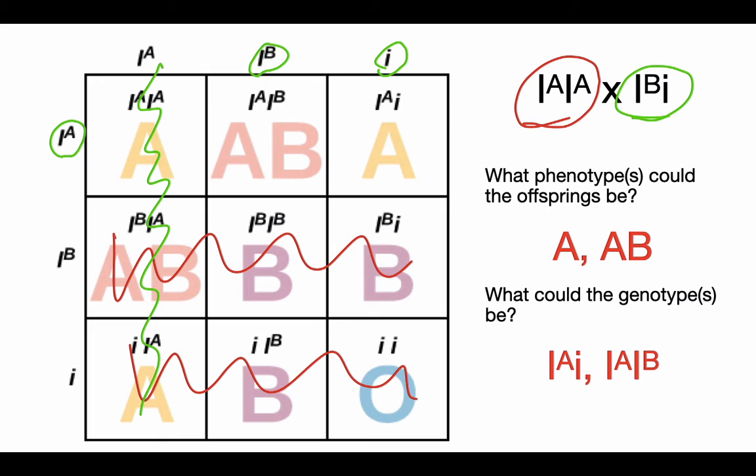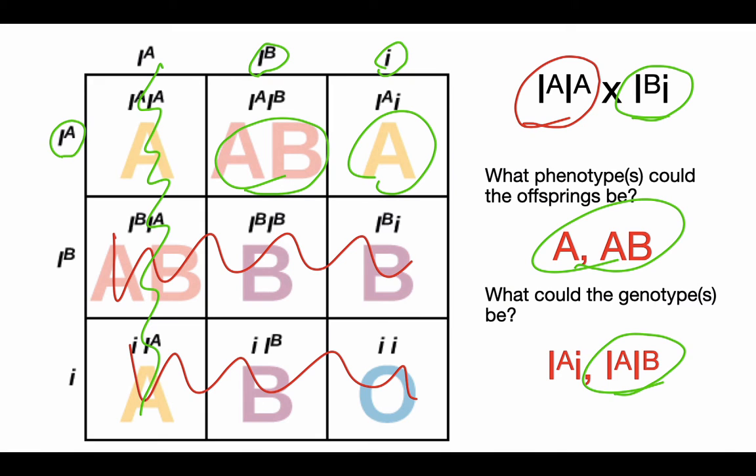So what could the kid be? Kid could be AB or A. What genotypes could it be? Big IA, big IB, big IA, little i. All right? Do you have any questions about that? Ask them in Edpuzzle.